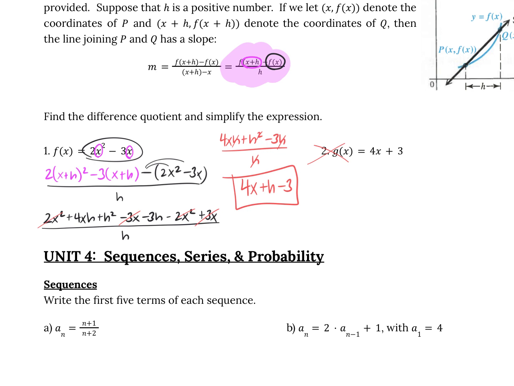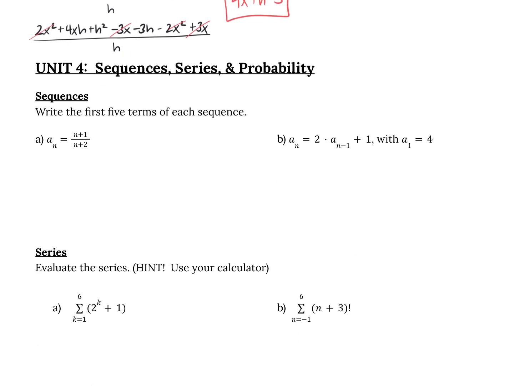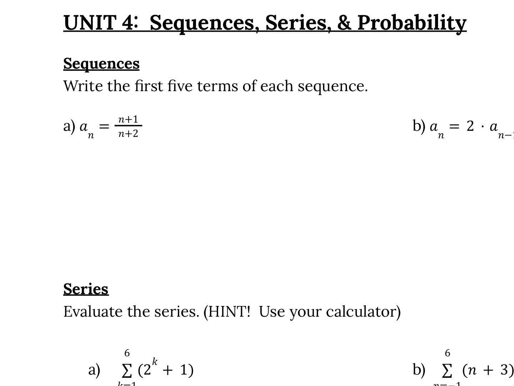Okay, that was all of Unit 3. Any questions on Unit 3? Okay, Unit 4 is what we just did, so we're going to kind of zoom through this. I'm only going to go through like the first 2 to 3 terms of the first part here, just to save us some time. So it says write the first 5 terms of the sequence.